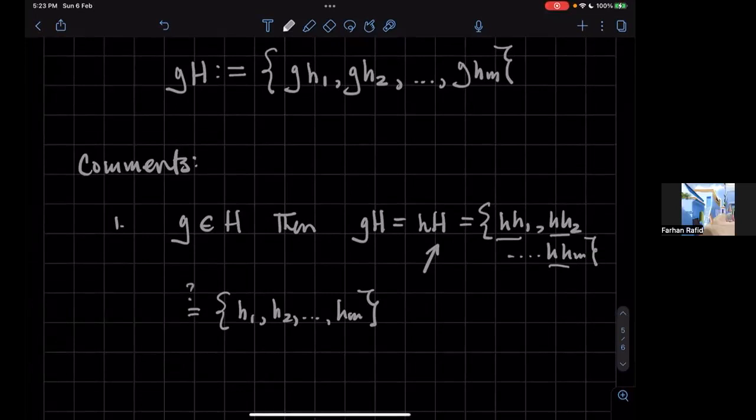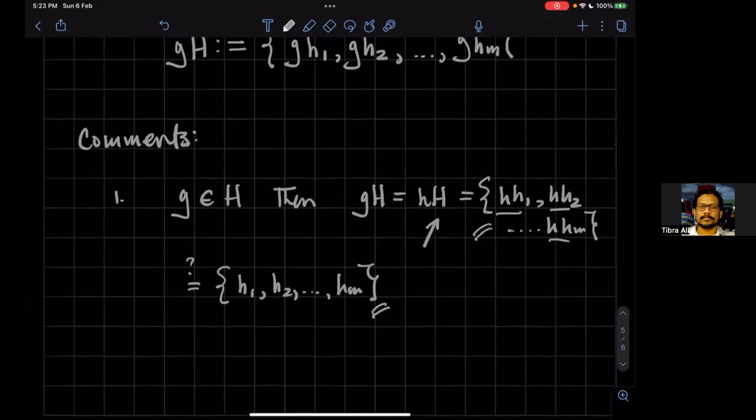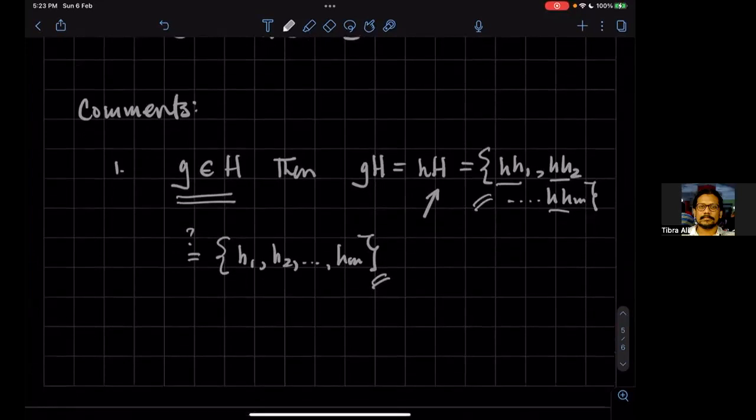What is the group property that allows us to conclude that? Yes, the element h and capital H is inside the capital H. Yeah, but what group property allows us to write this equality? Multiplication. Yeah, multiplication, but the equality is between this set and this set. Which property of multiplication allows us to do that? Closure. Closure, yeah. Because of closure, we see that if we pick g to be in H, then essentially we just get the subgroup back.